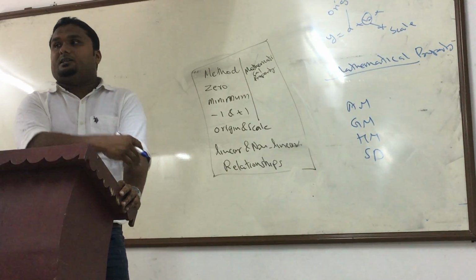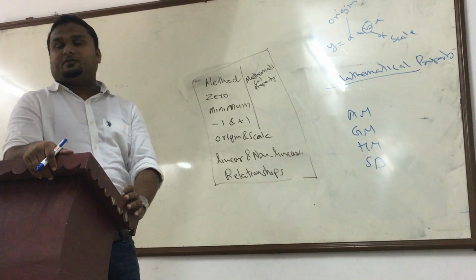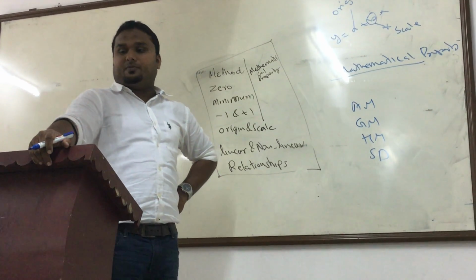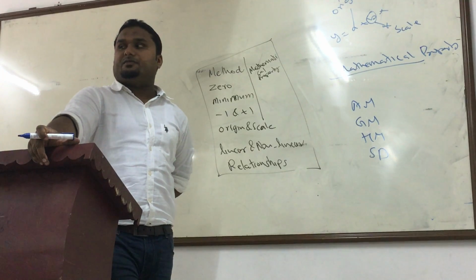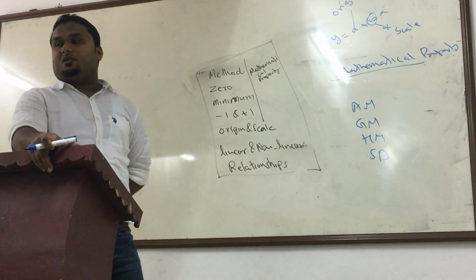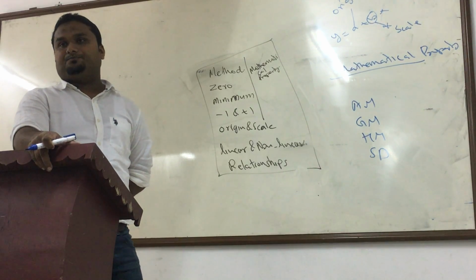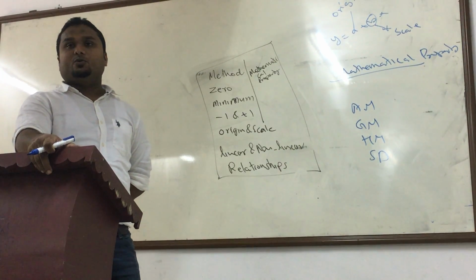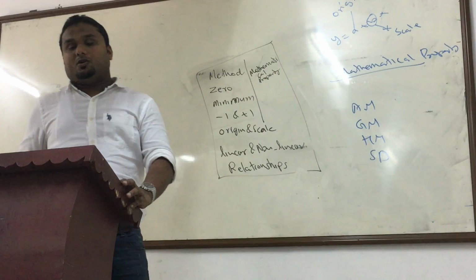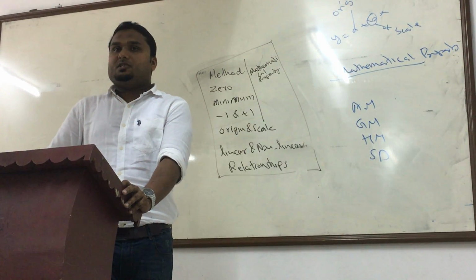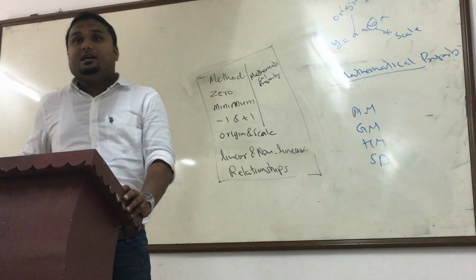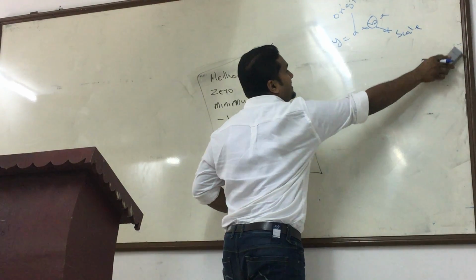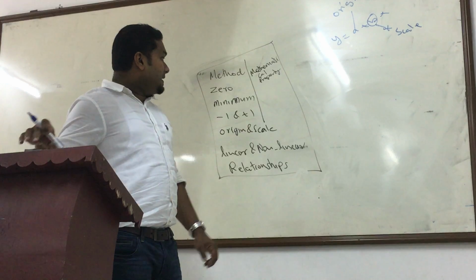The question which was asked in the recent past is: which of the following measures has mathematical property? Option A QD, option B range, option C mode, option D SD. What is the answer? SD. Only SD. Understood, clear? Arithmetic mean, geometric mean, harmonic mean, standard deviation. Are you okay? Comfortable? Now comes the relationship.